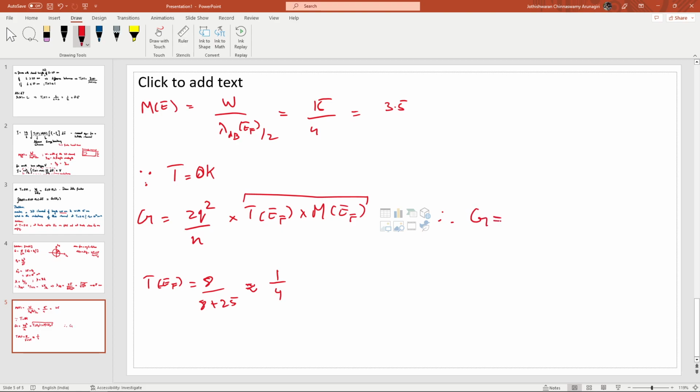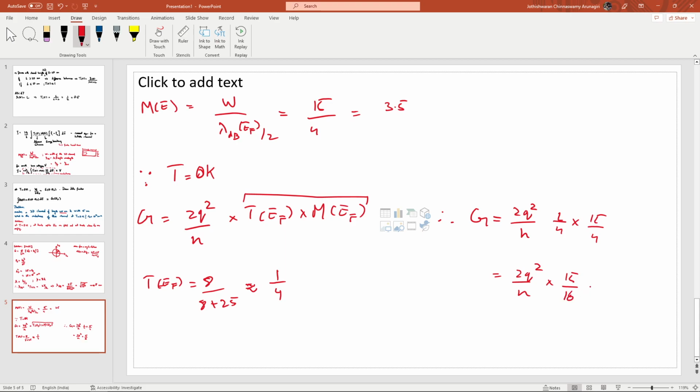So G is equal to 2q squared upon H, times q squared upon H, 1 by 4 into 15 by 4, like that is what this original quantity is. So this is equal to 2q squared upon H into 15 upon 16.